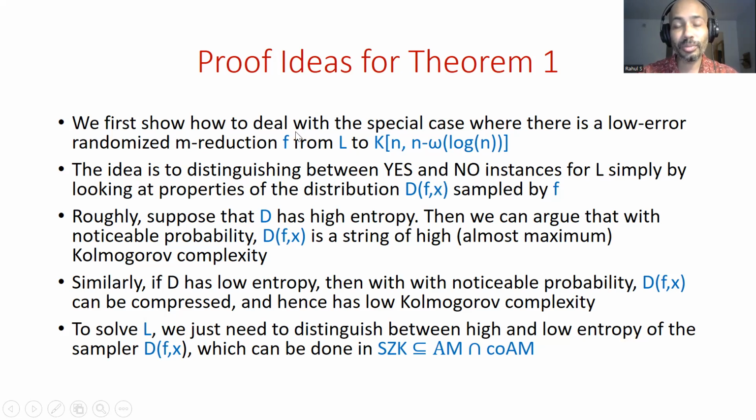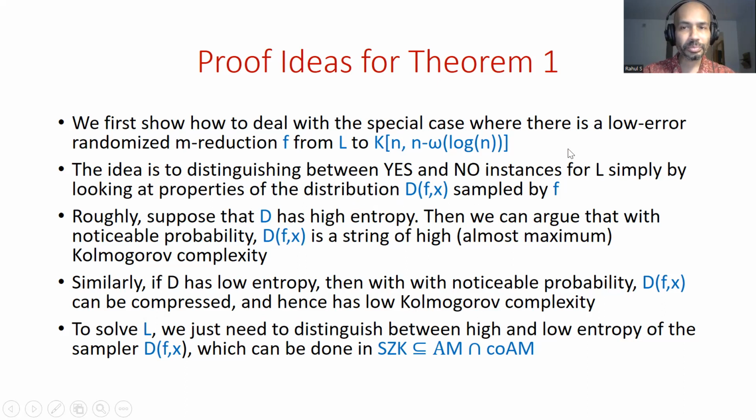So when you fix an input x, it leads to a distribution D of f comma x. And it turns out that the entropy of this distribution allows you to classify instances as yes or no instances. Suppose that D has high entropy, then we're able to argue that with noticeable probability, 1 over n to the omega 1, D of f comma x outputs a string of high Kolmogorov complexity. While if D has low entropy, then with noticeable probability again, we can compress the output of the distribution, and hence the output has low Kolmogorov complexity.